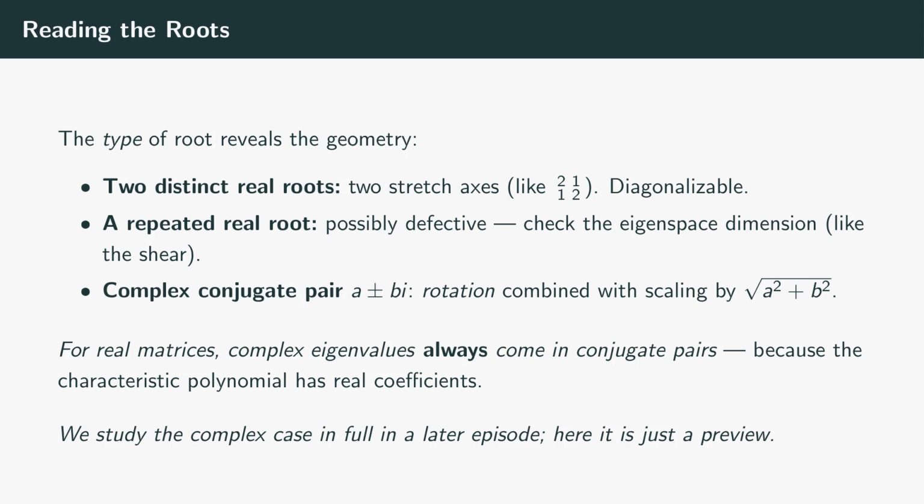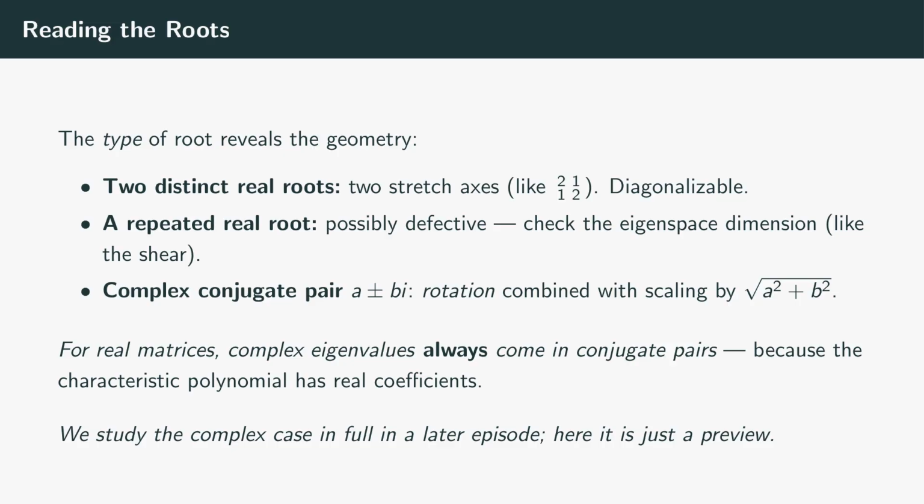Let's step back and read the roots like a diagnostician. The kind of roots the characteristic polynomial has tells you the geometric character of the matrix. If you get two distinct real roots, as with our 2, 1, 1, 2 matrix, the matrix has two genuine stretch axes and is diagonalizable. If you get a repeated real root, the matrix might be defective. You have to check whether the eigenspace is big enough, as we did with the shear.